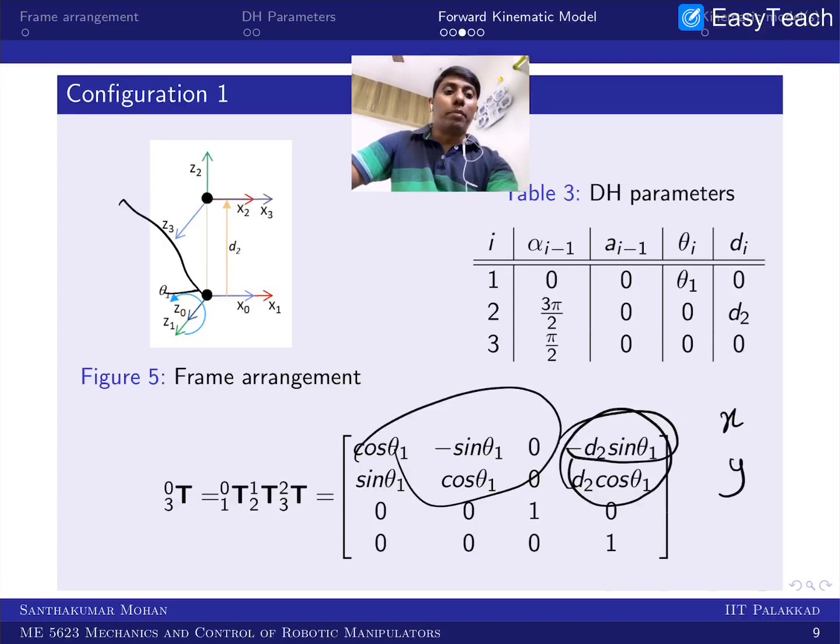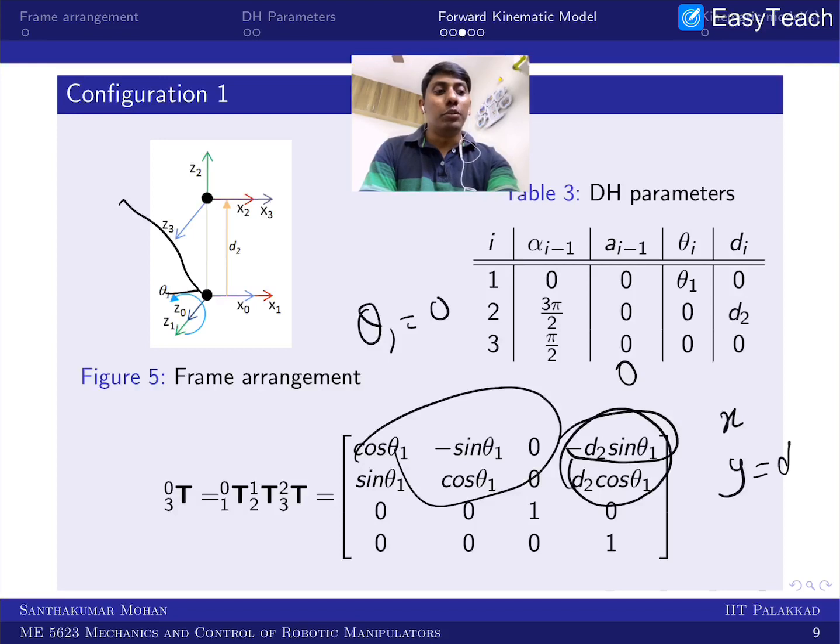Whenever you obtain this equation, or this transformation matrix, you have to cross check by substituting the home position. Here the home position is theta 1 equal to 0. If you put theta 1 equal to 0, X would be 0 and Y would be D2, right? You can cross check. Your Y axis in this case goes like this, this is the Y0 axis, so that is right. And X, there is no displacement, X equal to 0, that is also right.